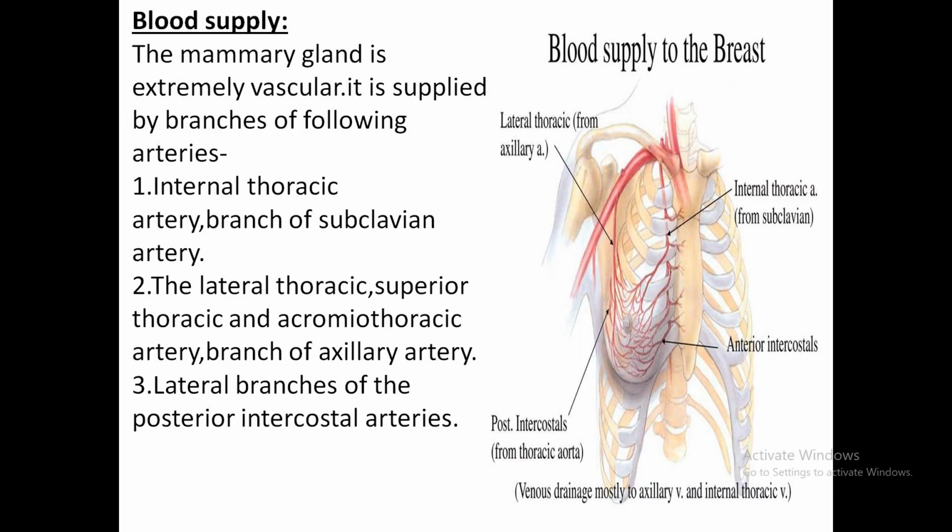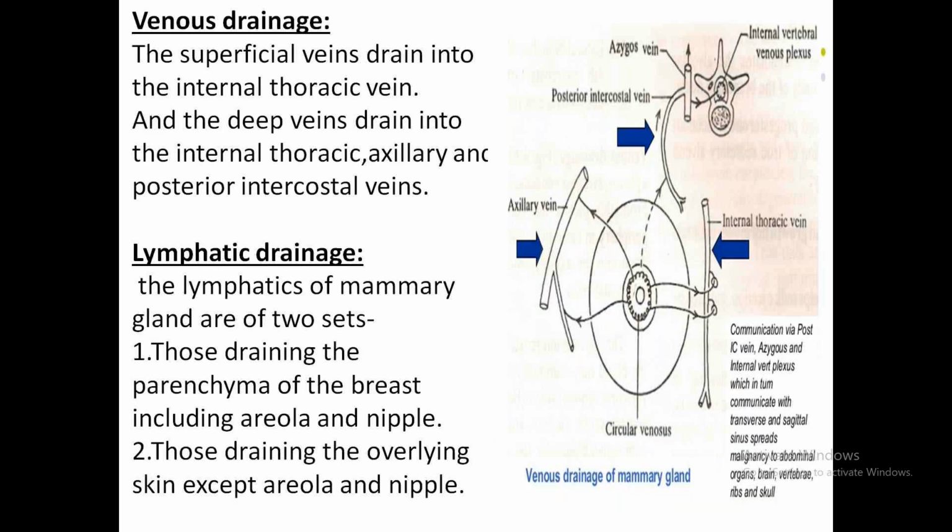Blood supply of the breast. The mammary gland is extremely vascular. It is supplied by branches of the following arteries: the internal thoracic artery, which is a branch of the subclavian artery; the lateral thoracic artery, superior thoracic artery, and acromiothoracic artery, which are branches of the axillary artery; and lateral branches of the posterior intercostal artery.